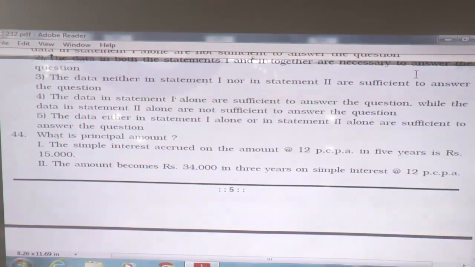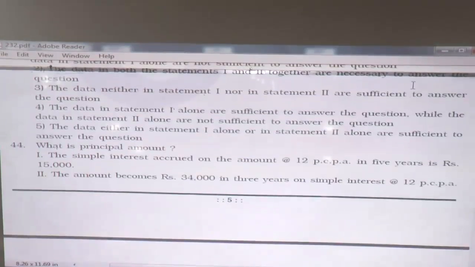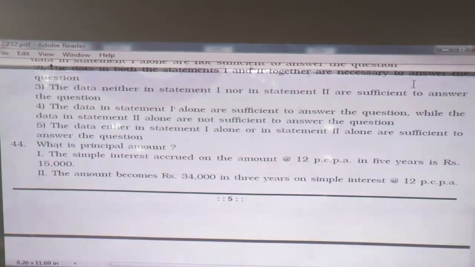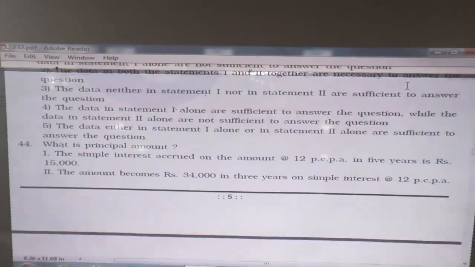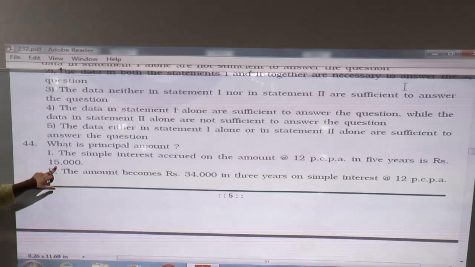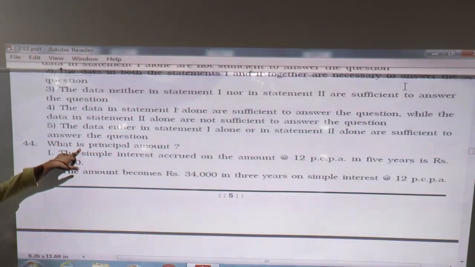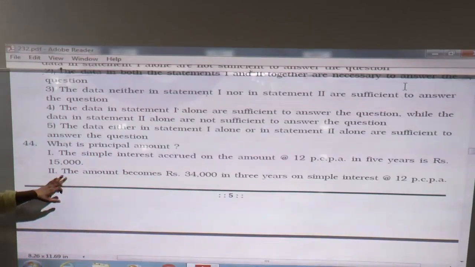Next 44. What is the principal amount? You asked about principal. The simple interest at the rate of 12% per annum in 5 years is 15,000. Per year rate of interest is 12%. For 5 years that will be 60%. So you know the 60% value, and you asked about principal, which is 100% always. Will you get the answer or not? Yes. 1 alone is sufficient.